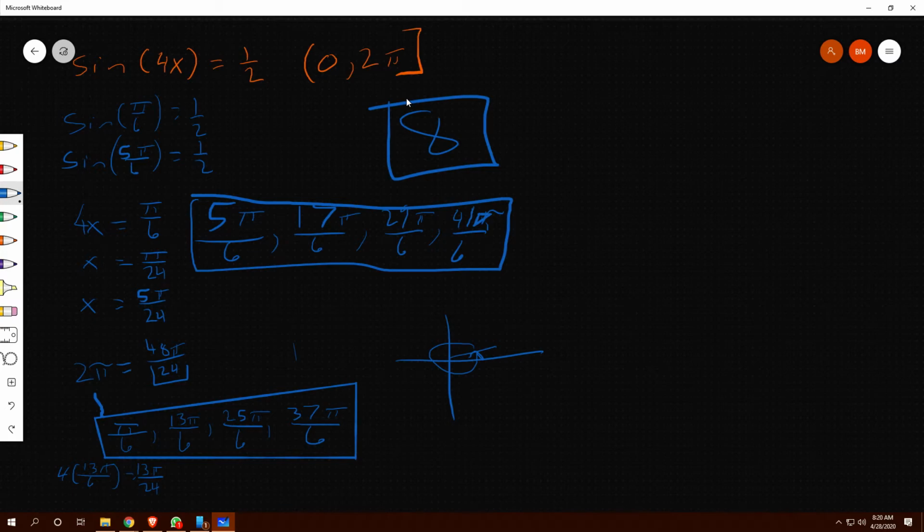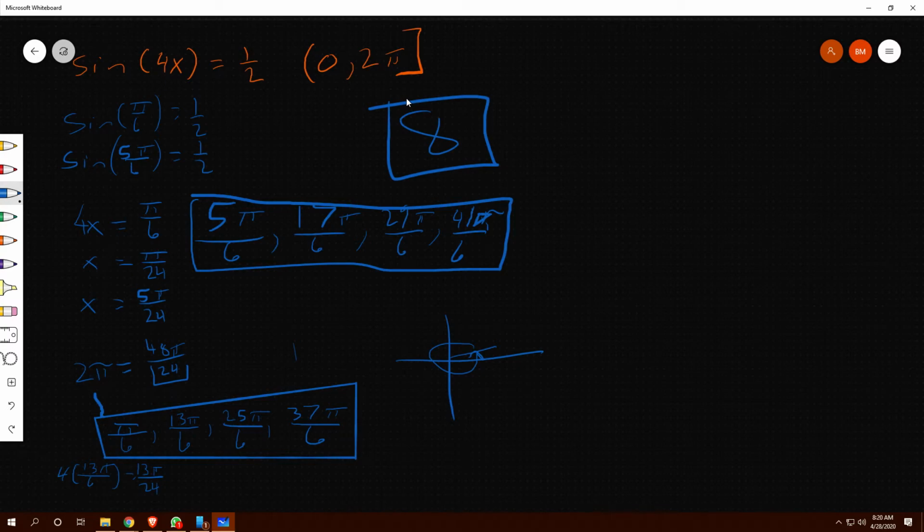Well, what is my x value that when multiplied by 4 gives me pi over 6? So I did 4x equals pi over 6. I did 4x equals 5 pi over 6. And in each situation, I got pi over 24 and 5 pi over 24. And knowing that if I go a full revolution around the unit circle, if I go to 2 pi, I just double the denominator. Well, that 24 becomes a 48. And that tells me I can keep going around this unit circle as long as my numerator stays under 48.